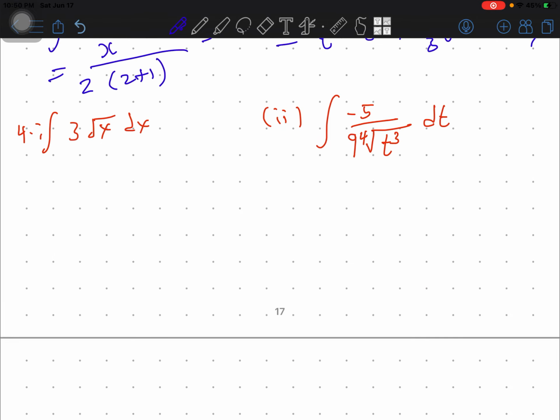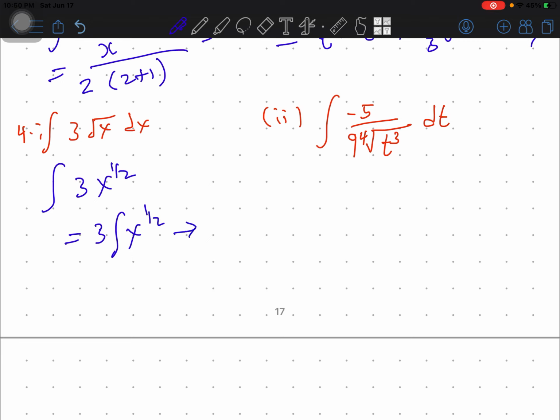So let's move to question 4. We have the integral of 3 square root of x. This is also as simple as that. Here you need to apply your indices as well. So it's the same as the integral of 3 x power 1 over 2. And as we discussed earlier on, when doing something like this, you bring the constant out to be the integral of x power 1 over 2.